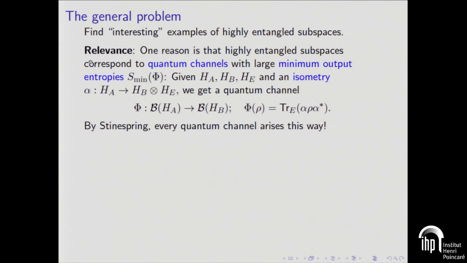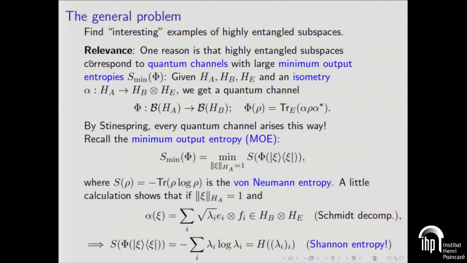And by the Stinespring theorem, every such, okay. So what's the connection between entanglement and minimum output entropy? Well, what's the minimum output entropy?